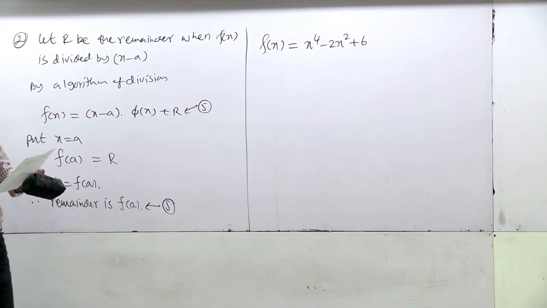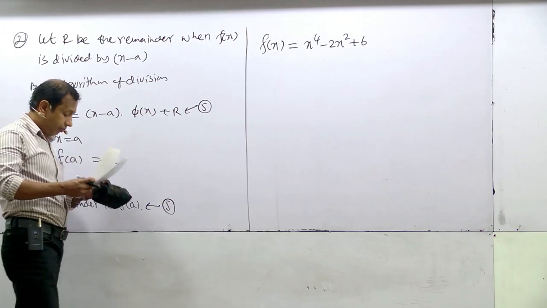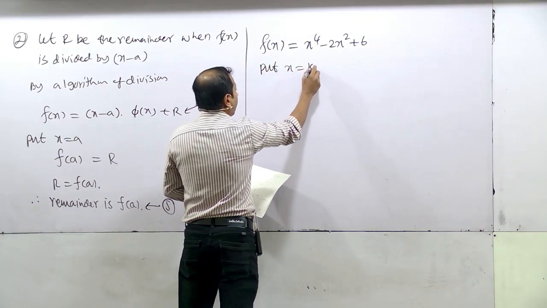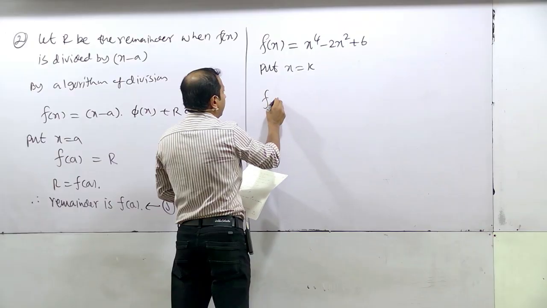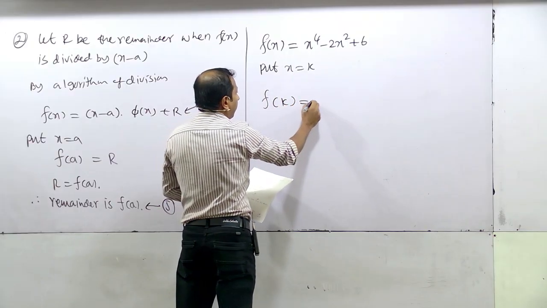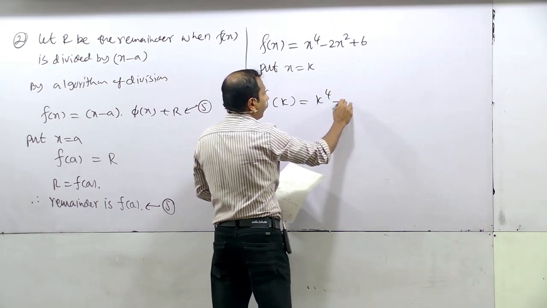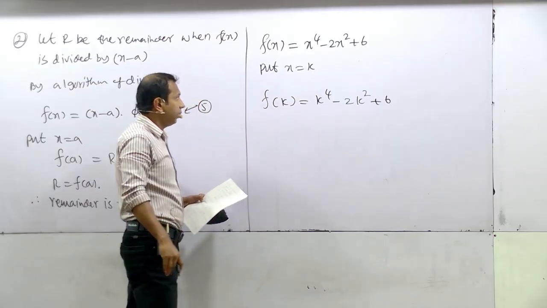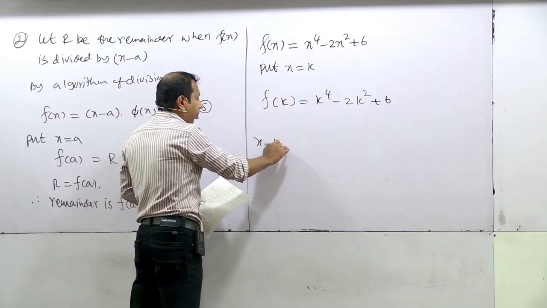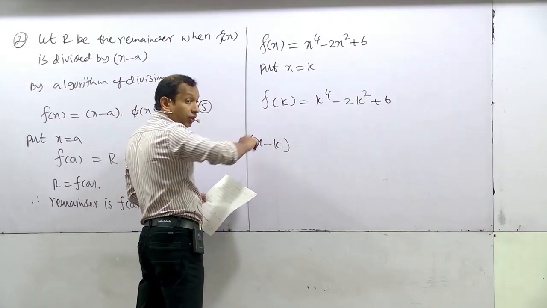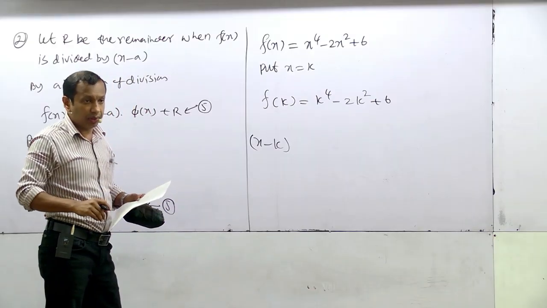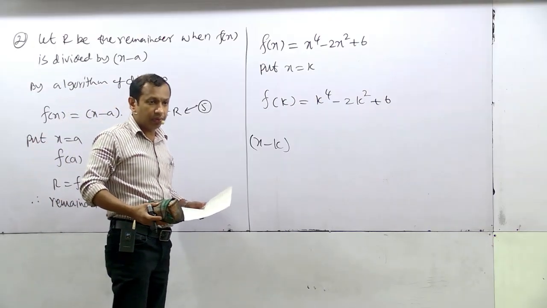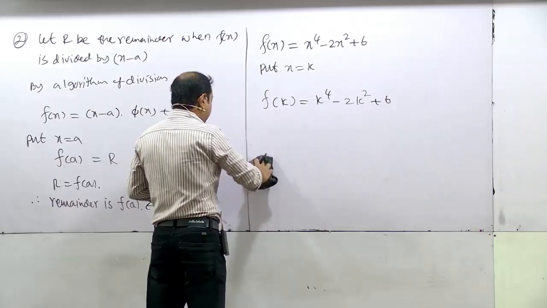Now we substitute x equals k here. When we put x equals k, we get f(k) equals k to the power 4 minus 2k squared plus 6. When there is a factor for this f(x) in the form x minus k, then this f(k) should be 0 according to the factor theorem. Now we are going to show this f(k) can never be 0.